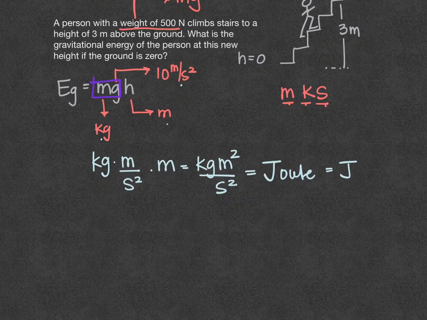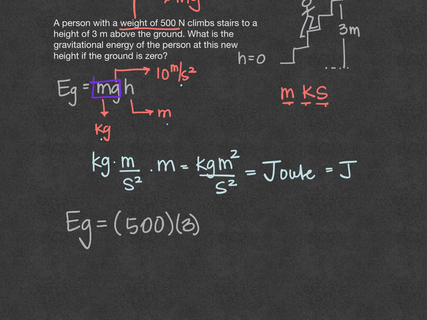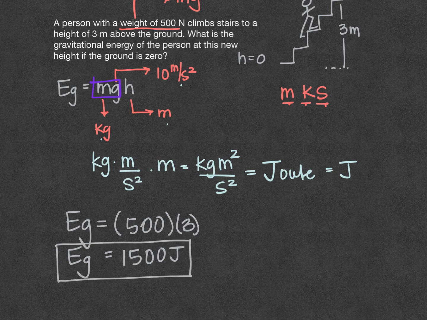So we will just solve for our gravitational energy. Mg will be the whole 500 newtons, because m times g is the weight. And then we'll multiply it by the height, which is 3. So 1,500 joules is our gravitational energy stored in the position of the person at this new height.